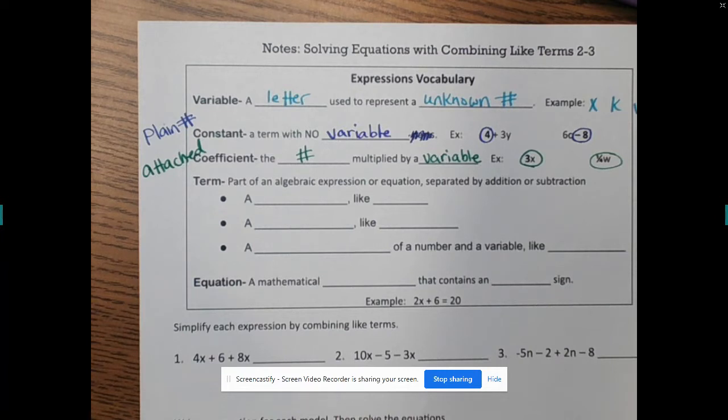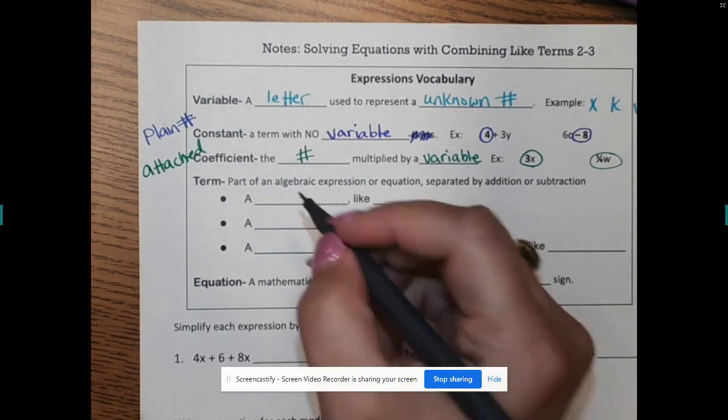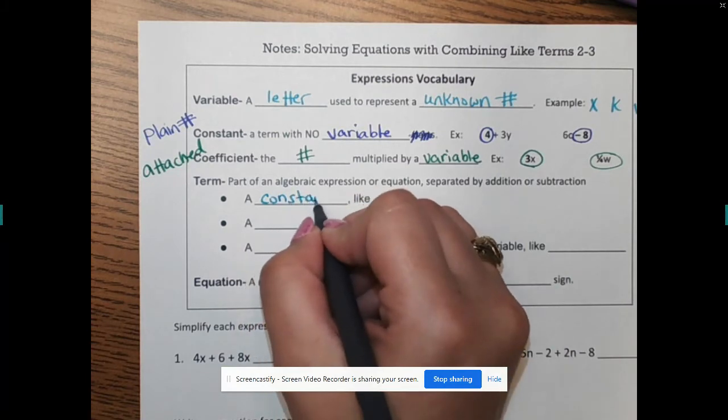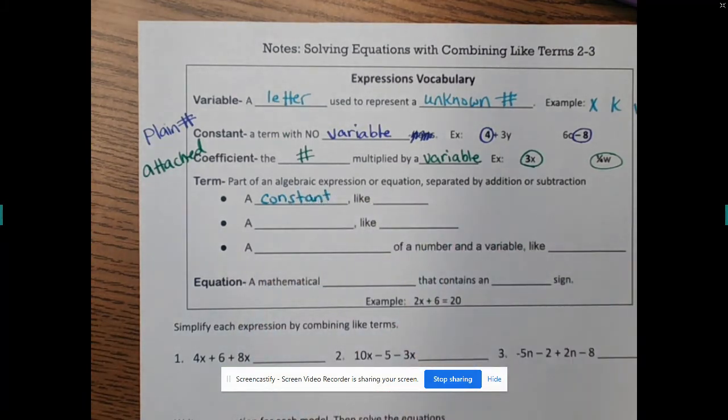When we're looking at algebra, we have terms, which can be expressions or equations, and they're separated by addition or subtraction. So the first one is a constant. VJ, give me a constant.